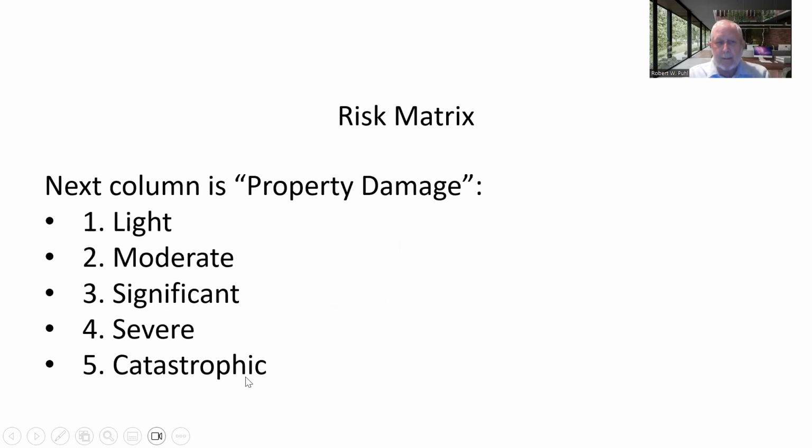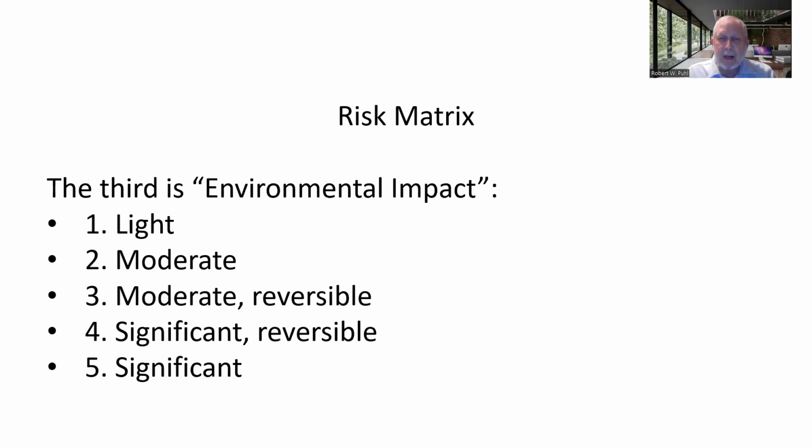The next column is property damage, and your property damage can be light, moderate, significant, severe, catastrophic. Now, they don't give you dollar figures here. A lot of these things are judgment calls. If you're driving a car and you get a fender bender, that's pretty light, right? Maybe if you have to have a hood replaced, something like that, it might be considered moderate. So you'd have to look at each individual occurrence and make a judgment call. A lot of these are judgment calls. The third is environmental impact. Light, moderate but reversible, significant but still reversible, and then significant. No, that's really, really bad.